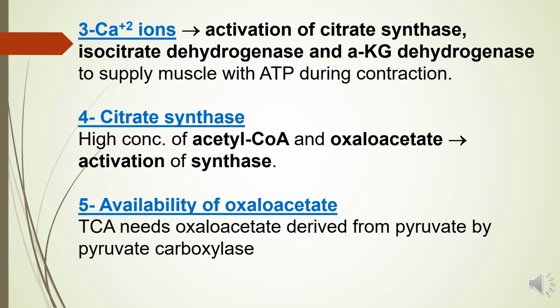برضه عندنا الأوكزالو أسيتيت إذا توفرت، وهي طبعا لازم من الفيولز of citric acid cycle لازم تكون متوفرة، فإذا توفرت بكميات تسمح ببدء السايكل، وطبعا هي ممكن تنتج عن طريق البيروفيت كاربوكسيليز رياكشن اللي بيحول البيروفيت إلى أوكزالو أسيتيت، برضه ده بينشط السيتريك أسيد سايكل.